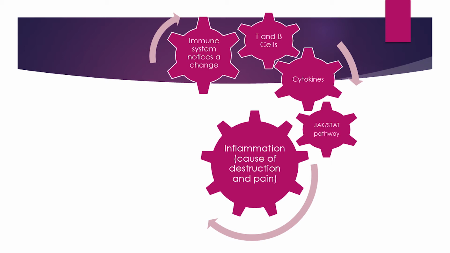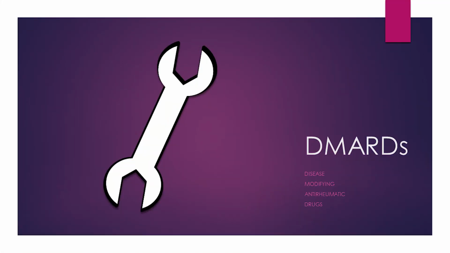Now, how do we treat this? We have to put a wrench in the works, and this wrench is called DMARDs. These are disease-modifying anti-rheumatic drugs. Within this category, there are different types of DMARDs: conventional DMARDs, biologic and biosimilar DMARDs, and targeted synthetic DMARDs. And what do these DMARDs do? These suppress the immune system's functions in different ways, depending on the DMARD.